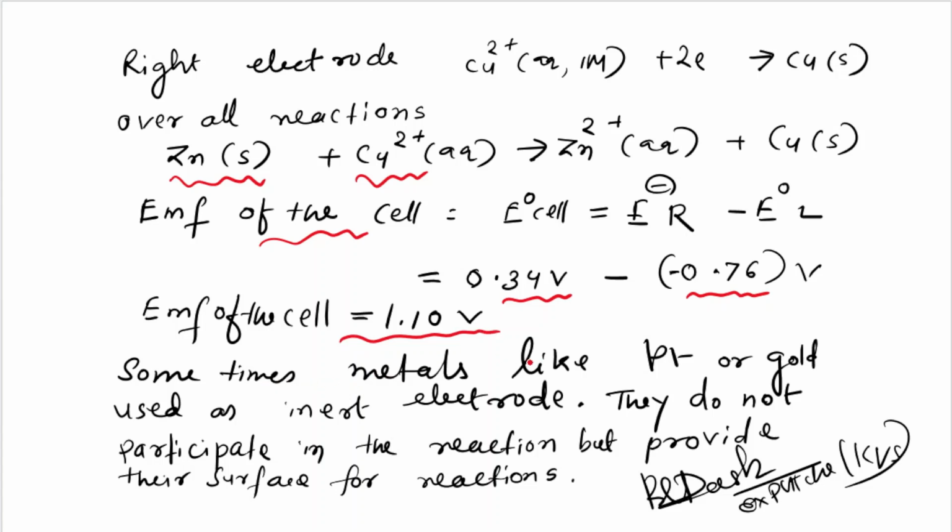Sometimes other metals like platinum and gold are used as inert electrodes. They don't participate in the reaction but provide their surface for the reaction. See, this is the inert electrode, meaning they provide the surface but never participate in the reaction. I hope it is clear to you how you can calculate the electrode potential of different metals.